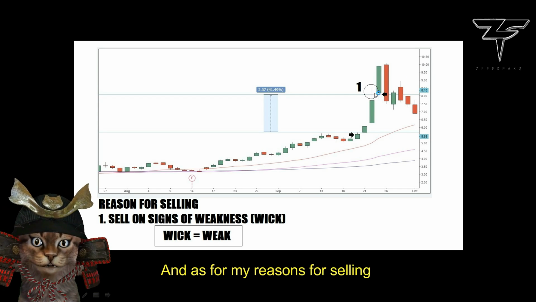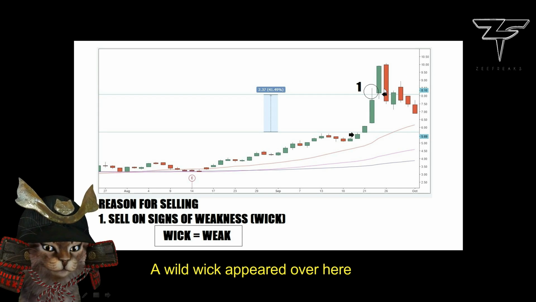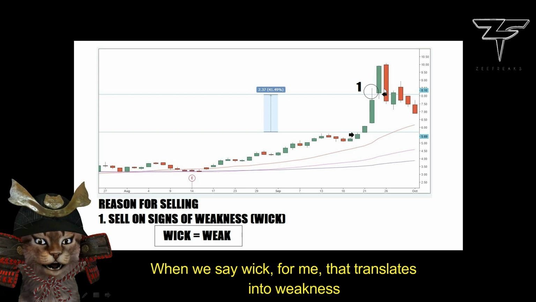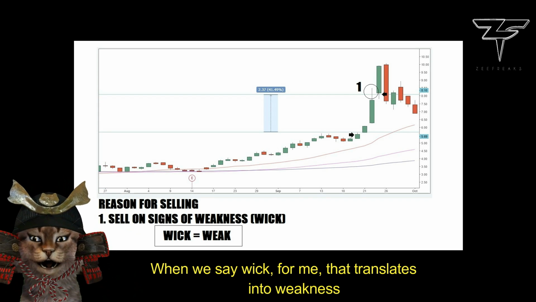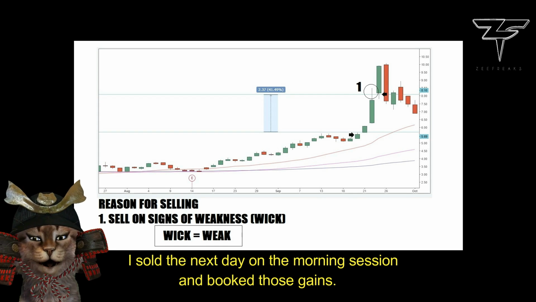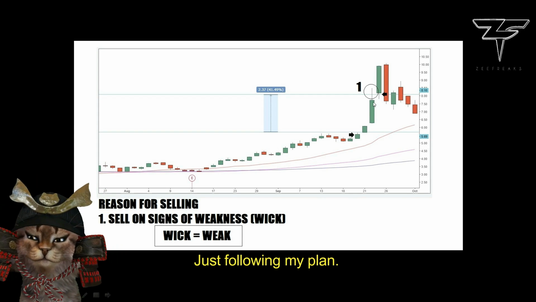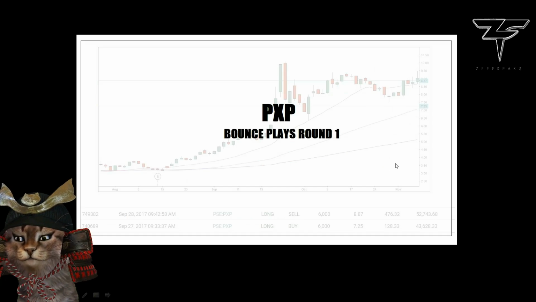And as for my reason for selling, a wild wick appeared over here. Now, when we say wick, for me, that translates into weakness. I sold the next day on the morning session and booked those gains. Just following my plan. Let's proceed.